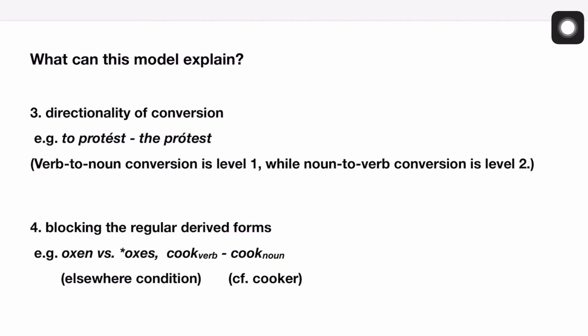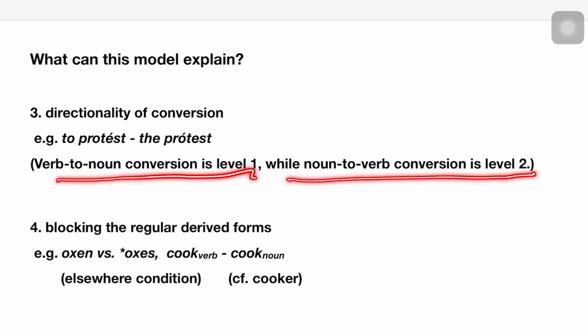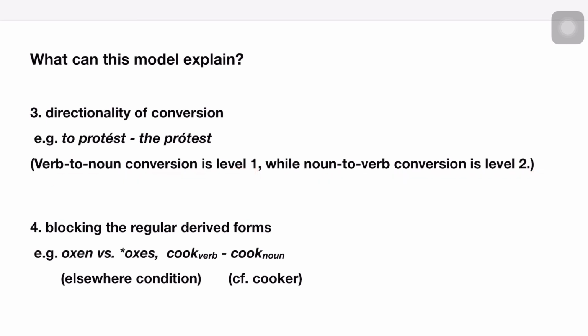Thirdly, lexical phonology gives us a clear idea of the directionality of conversion. When we are struggling in a debate to determine whether the word protest started as a verb or a noun, we can look to this model. Because verb to noun conversion is level 1, while noun to verb conversion is level 2, we can conclude that the noun protest derived from the verb protest.